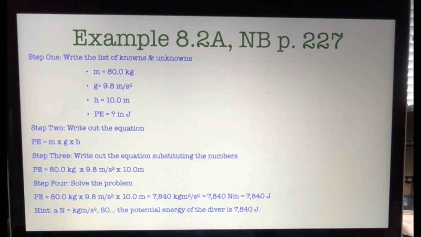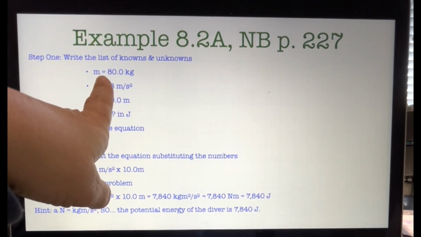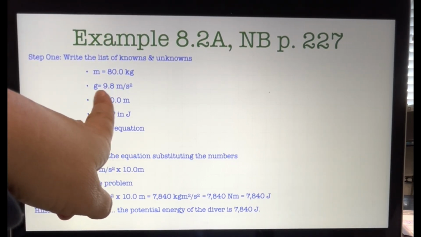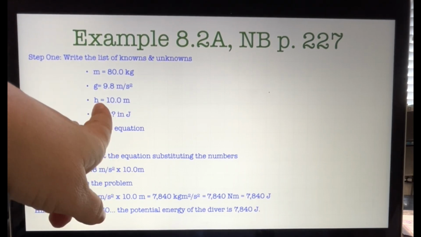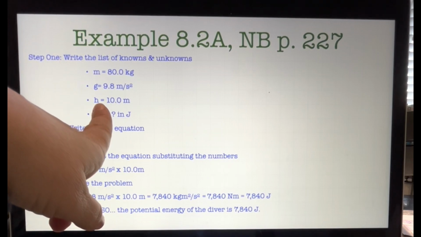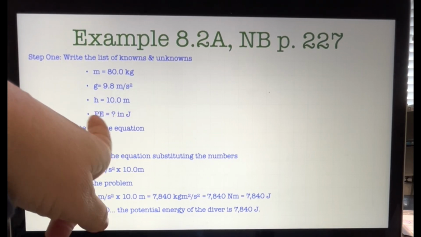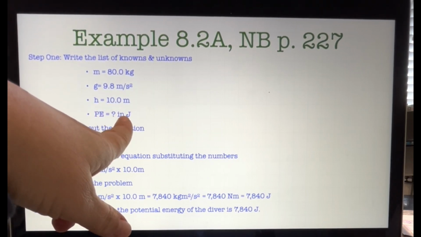Suppose a diver in figure 8.6 is at the top of a 10-meter high diving platform and has a mass of 80 kilograms. What is his potential energy relative to the ground? All right, step one, always write what you know, what you want to find out. It told us the mass was 80 kilograms. We know the gravity, which is 9.8 meters per second squared. It told us that he was at a 10-meter high diving platform. We want to figure out what his potential energy is.